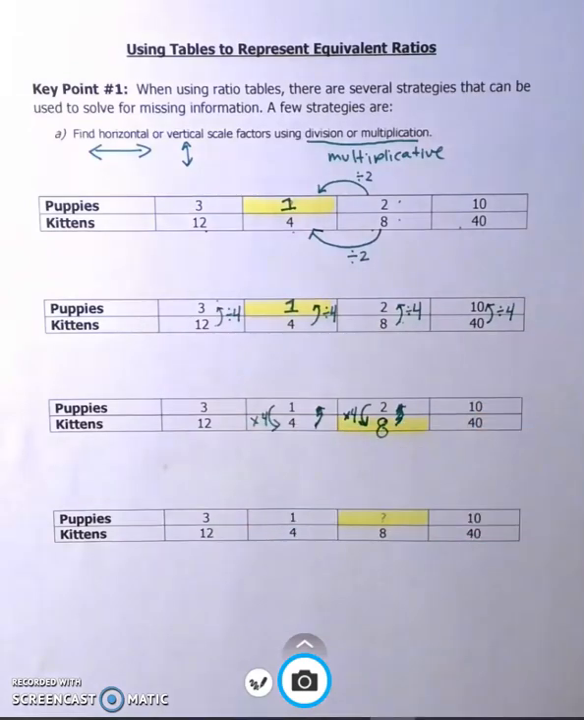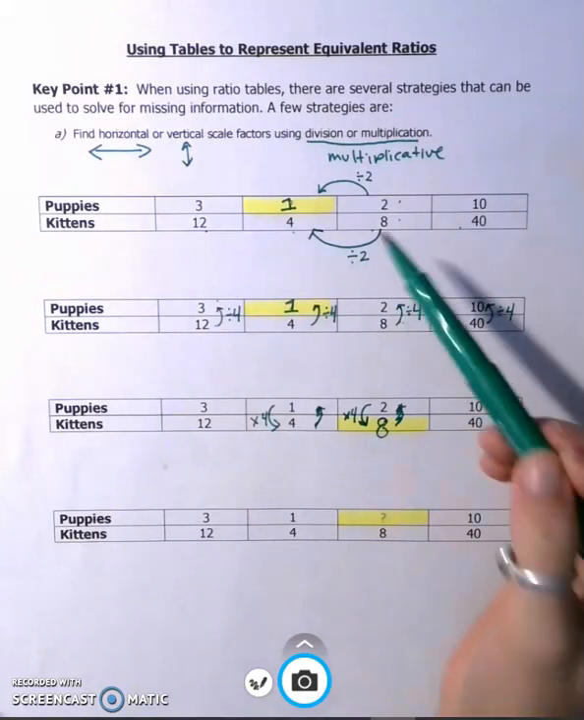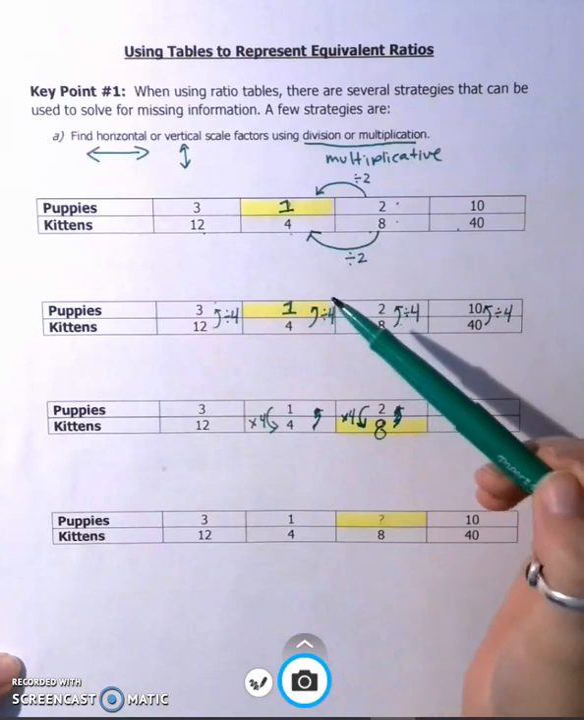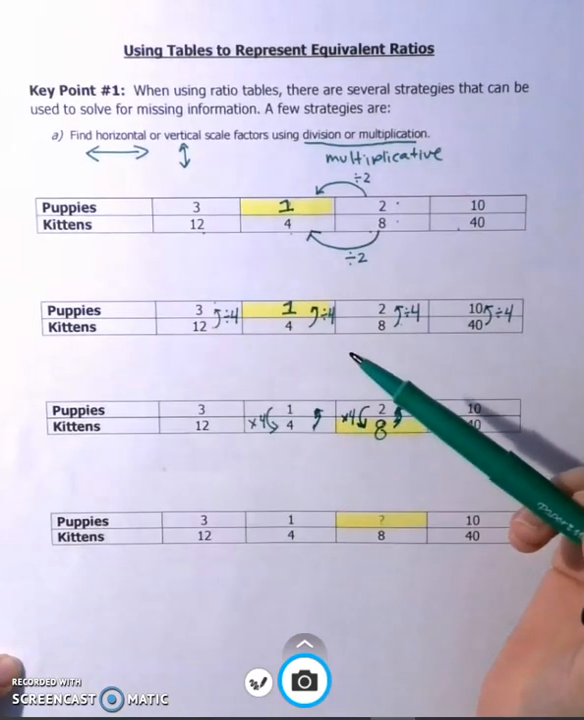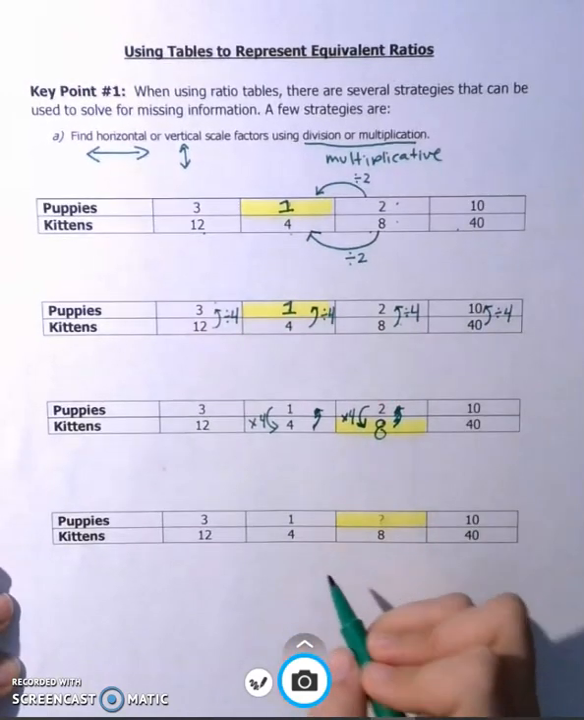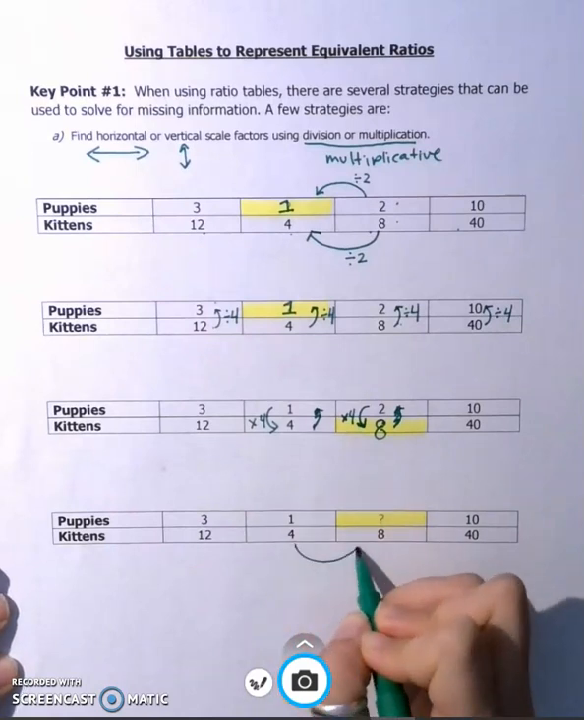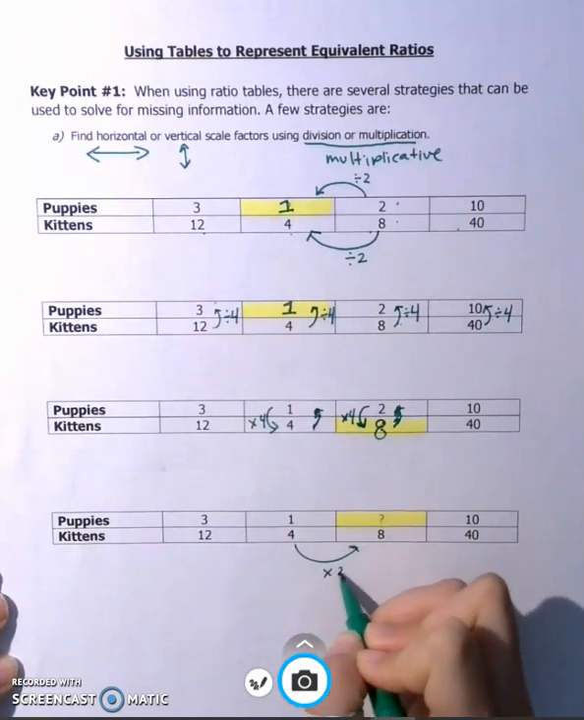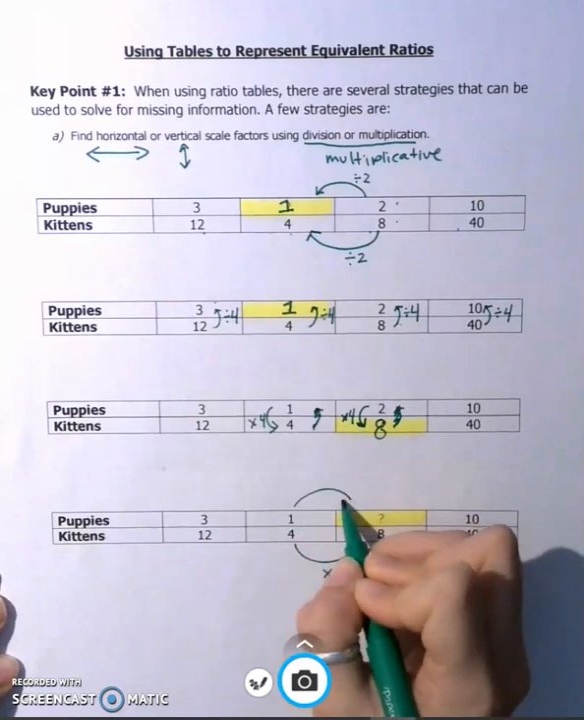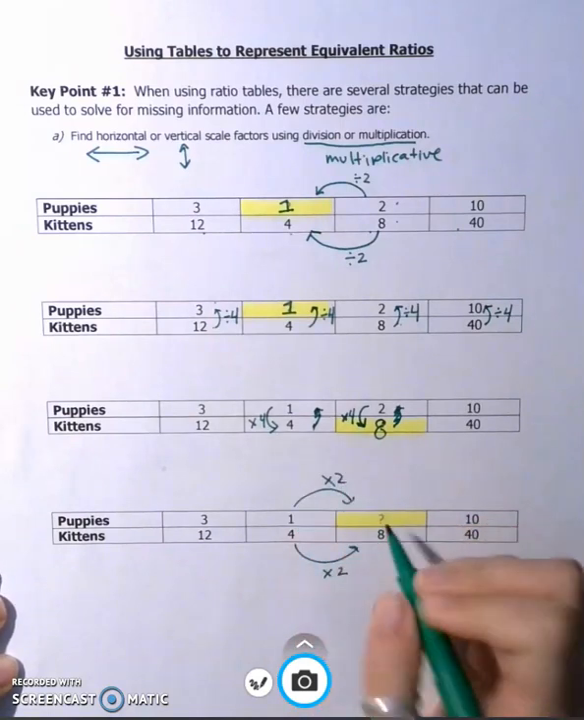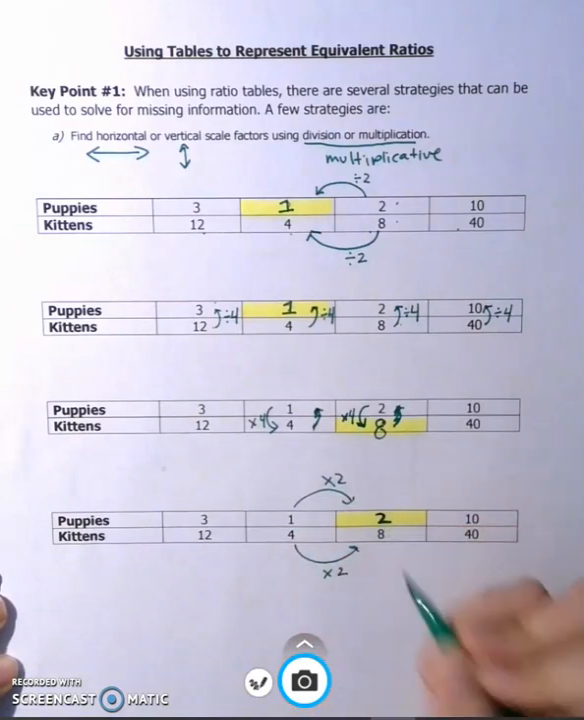Last one I'll show you for horizontal and vertical scale factors. I don't need to go just from the right to the left. I can also go from the left to the right. I could see a relationship and say, oh hey, 4 times 2 is 8, so 1 times 2 is 2. So I could fill in my missing information that way.